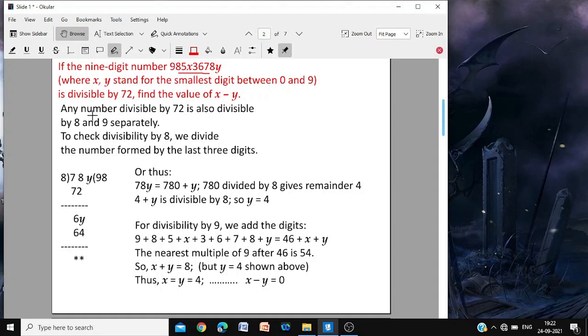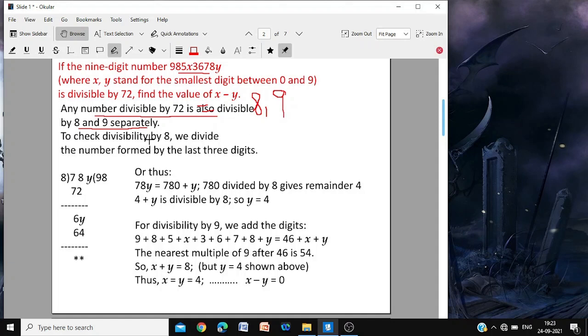Now the logical reasoning is this. Any number divisible by 72 is also divisible by 8 and 9 separately. These two are the factors. 72 is equal to 8 into 9, and they are mutually prime. So we check the divisibility by 8 and separately check the divisibility by 9.